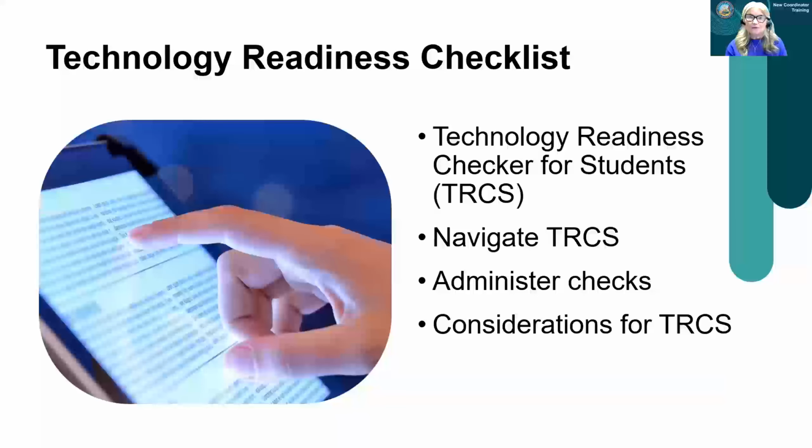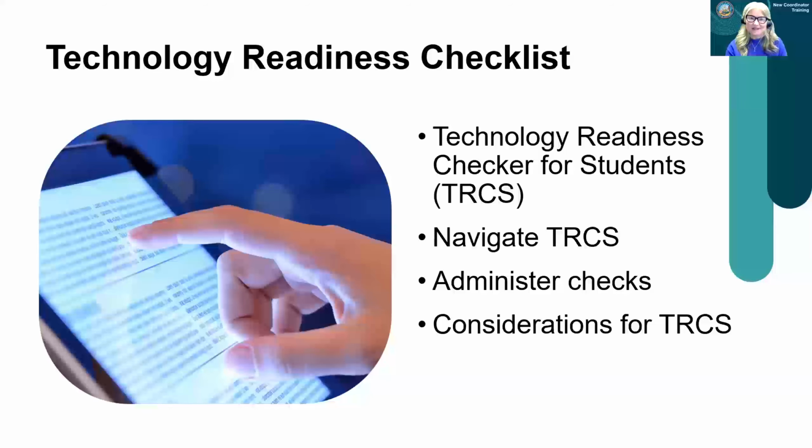So let's talk briefly about the technology readiness checker for students, or as I mentioned, the TRCS. Navigation through the TRCS is similar to navigating in any online computer-based assessment. Administering the check to students is optional, and if you know a student can handle online testing, then they don't need to do this. But consider using this technology readiness checker to evaluate whether a student might benefit from having a designated interface assistant, or a DIA, designated support available to assist with typing. Note that some of these are not available for CAASPP.